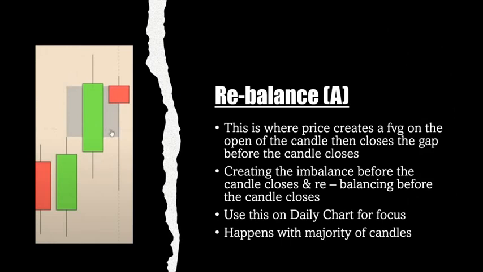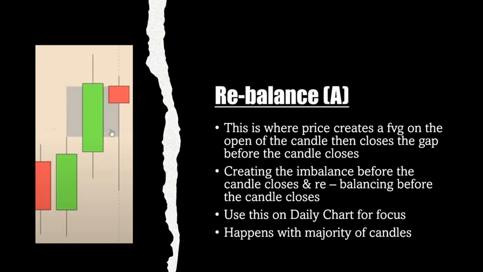So let's go over the first example of rebalancing. Rebalance A. This is where price creates a fair value gap on the open of the candle, then closes the gap before the candle closes, creating the imbalance and rebalancing before the candle closes. Use this on the daily chart for focus. Happens with the majority of candles, okay?